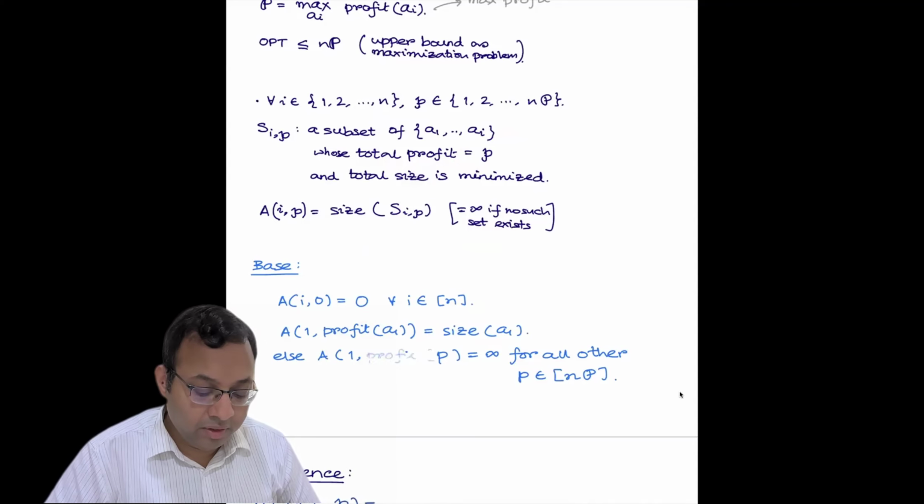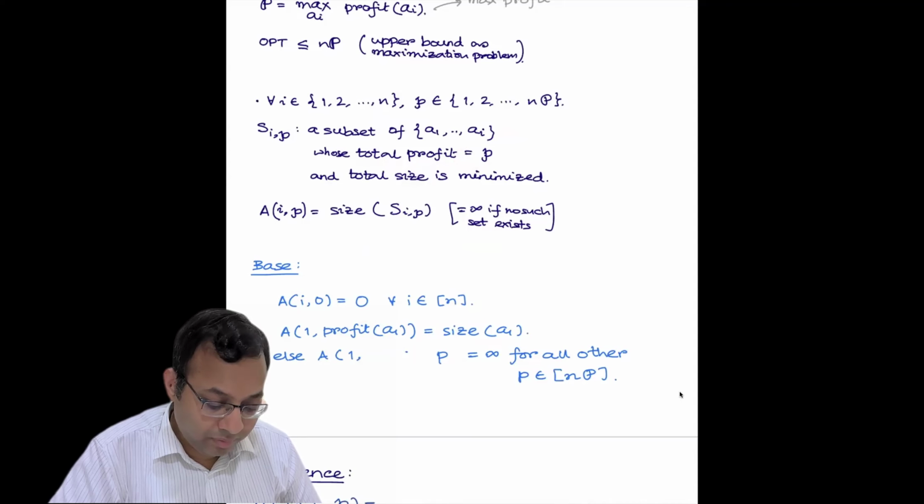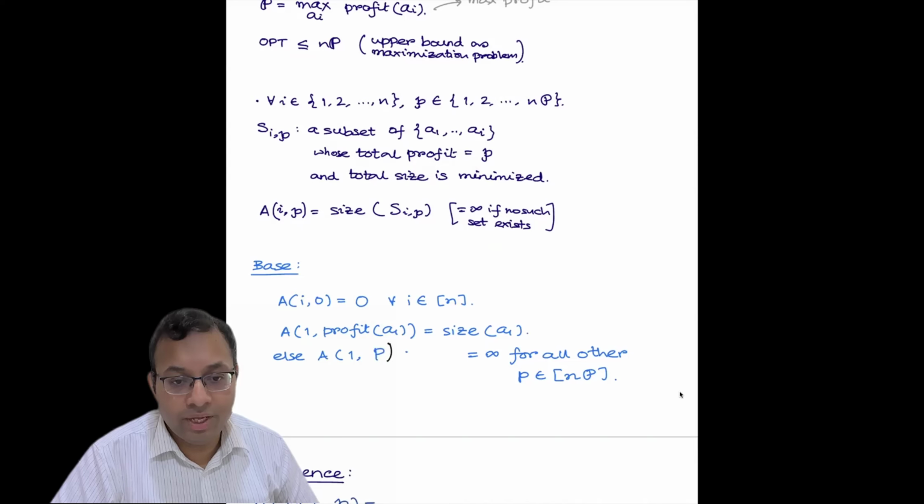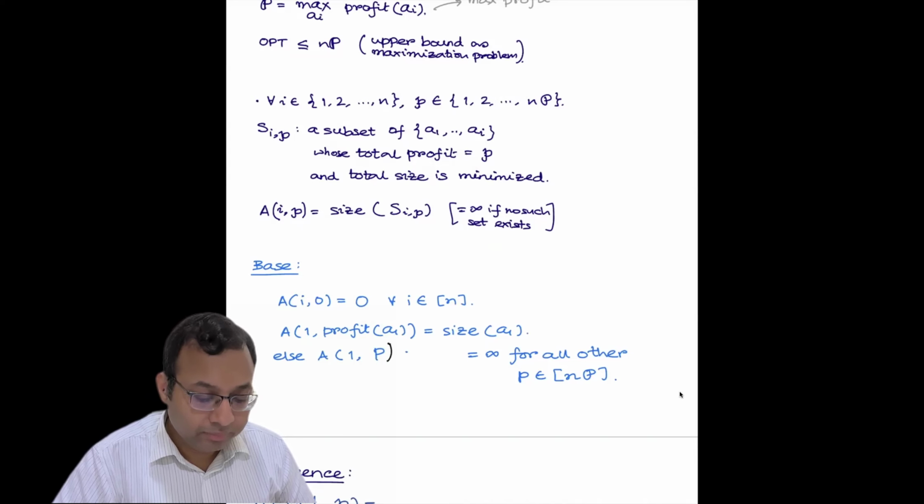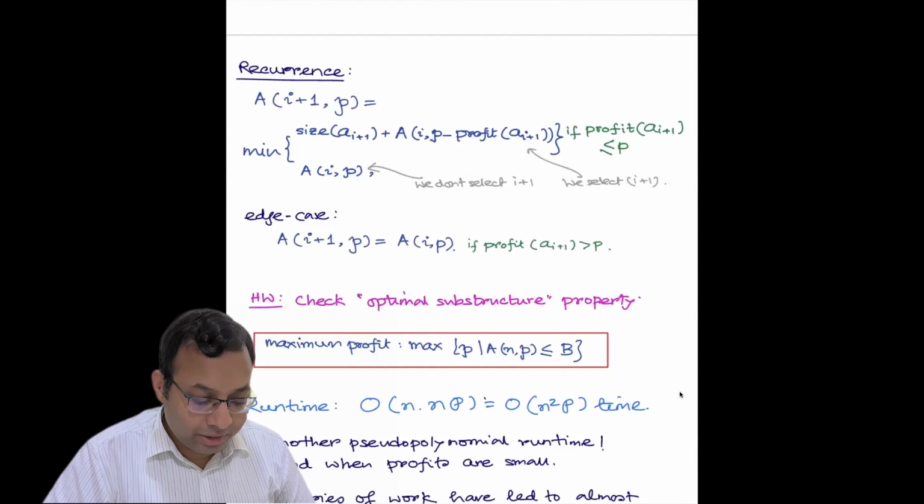So for any other p, A(1,p) we define to be infinity because that's not possible. We cannot achieve any profit other than the profit of A1 by taking only item 1, A1. So item 1 and A1 I'm using interchangeably. Now let's look at the recursion.